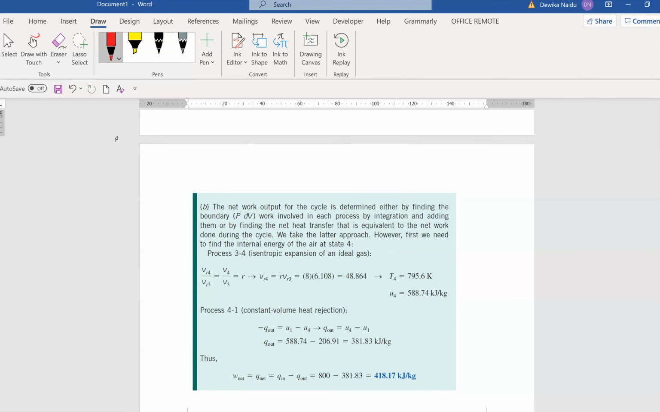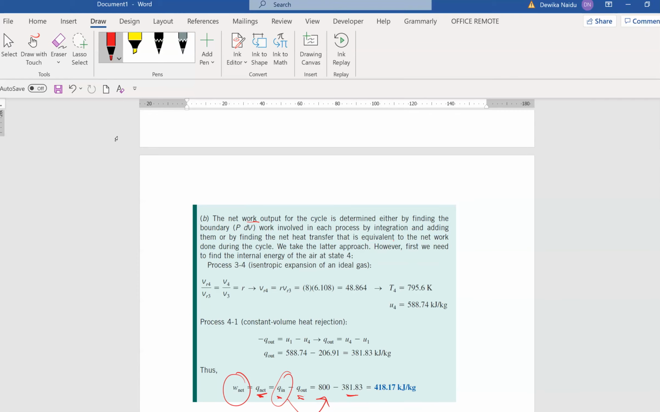The second part of the question is actually asking how much work output of the cycle, determined either by finding the boundary work or by integration and adding them, or finding the net transfer. So there are a few steps in it. We will just look for the easiest step. The easiest step is using your W net, which is equivalent to Q net, because this is a cycle. Q in minus Q out. Q in is given in the question, 800. So what we need to find is Q out. Let's look at how to find the Q out.